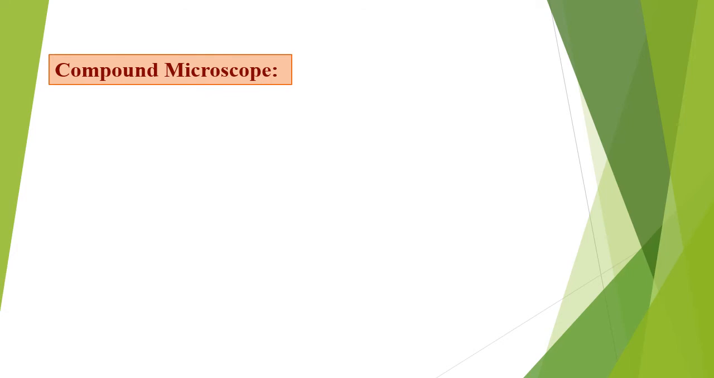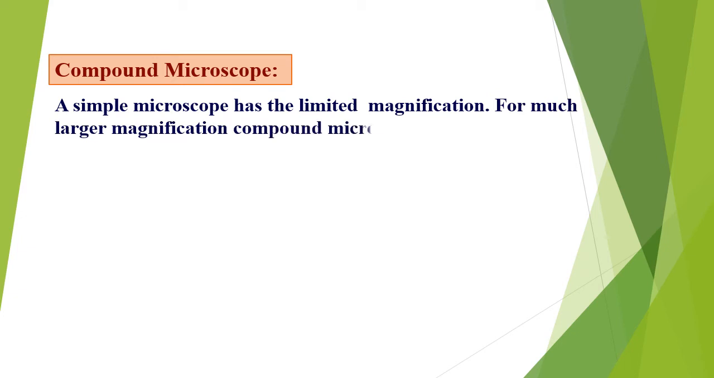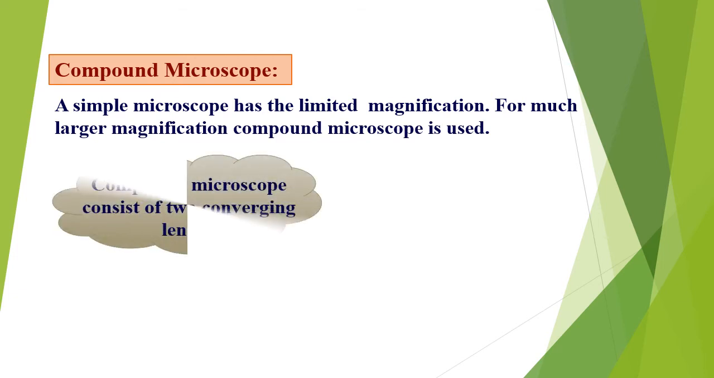Now, the compound microscope. A simple microscope has a limited magnification. We can't see much more magnified. For such larger magnification, compound microscopes are used. If you want to see microorganisms, you use a microscope, right? A compound microscope you are using. With a simple magnifying glass, you cannot see the microorganisms. So for that purpose, we use a compound microscope.